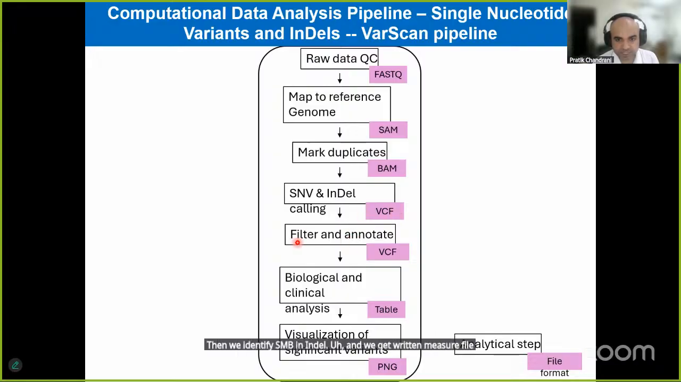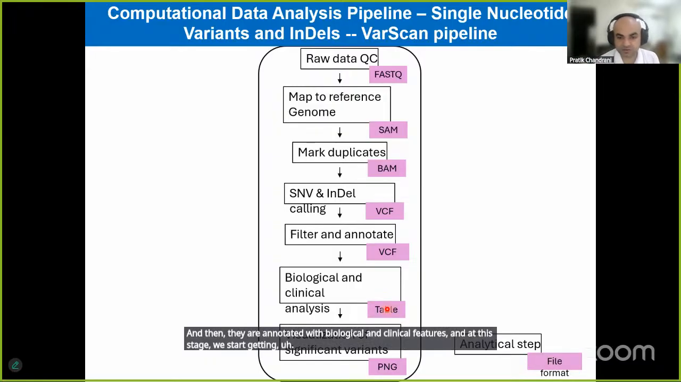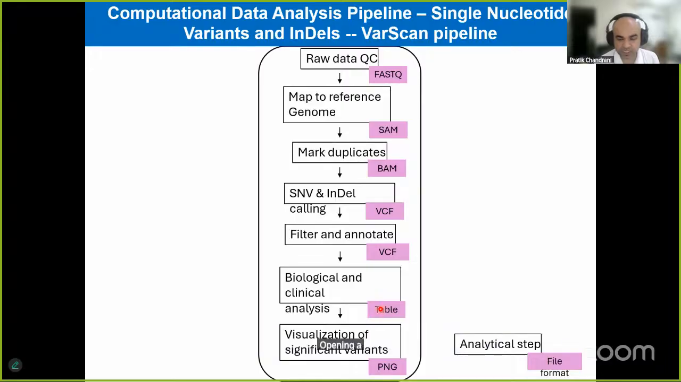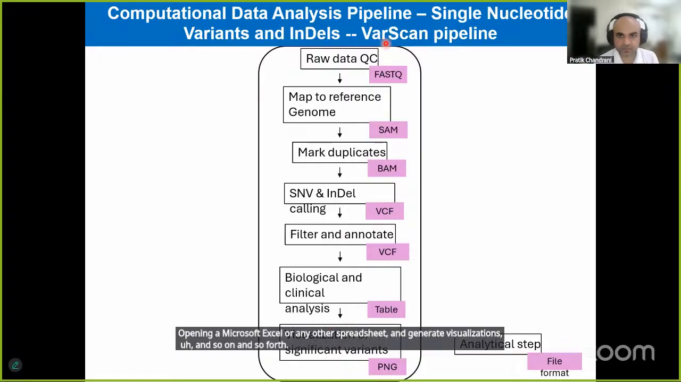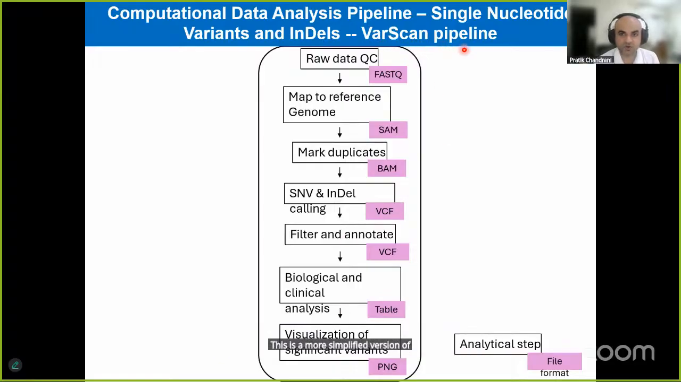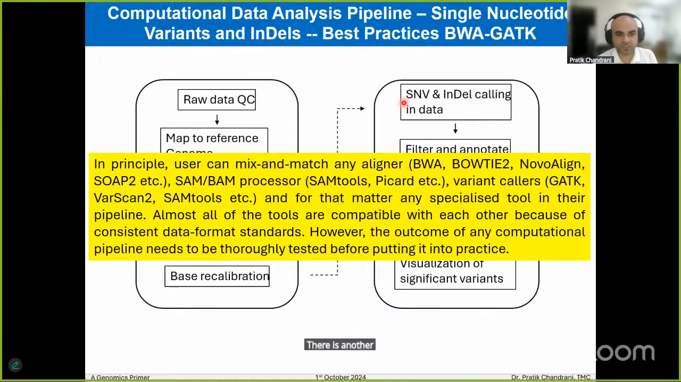These VCF files are filtered using standard quality filters, and then they are annotated with biological and clinical features. And at this stage, we start getting a simple table which we can open in Microsoft Excel or any other spreadsheet and generate visualizations and so on. So this is a more simplified version of a standard pipeline called the BWA VarScan pipeline. There is another complicated version as well.